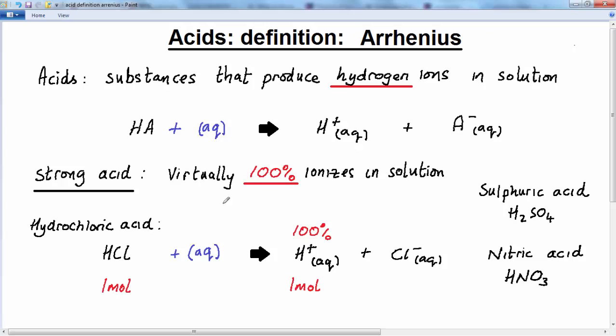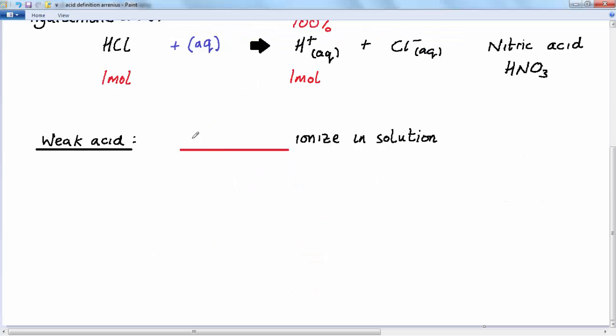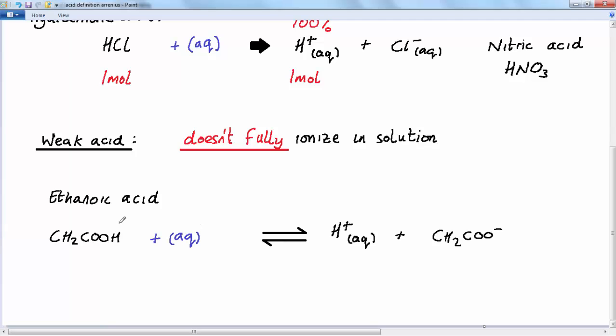So what do we mean by a weak acid then? Well, a weak acid is an acid which doesn't fully ionize in solution. An example of this type of acid are the carboxylic acids, for example ethanoic acid. So for example, if you take ethanoic acid and you add it to water, then only about 1% of the molecules of ethanoic acid will actually ionize into hydrogen ions and the ethanoate ion.